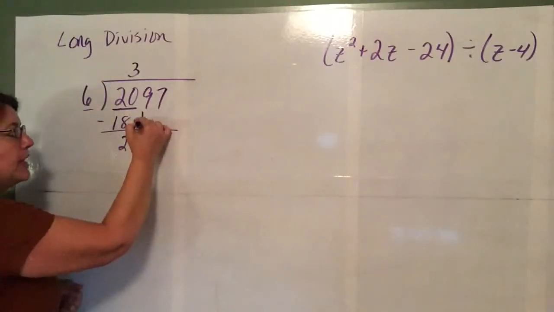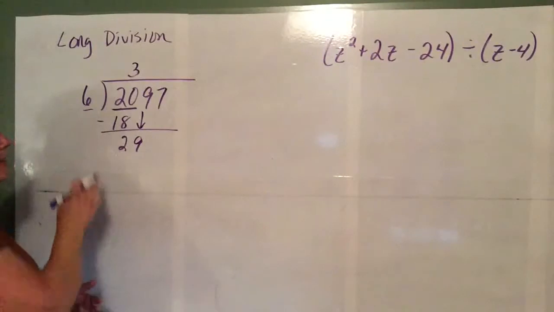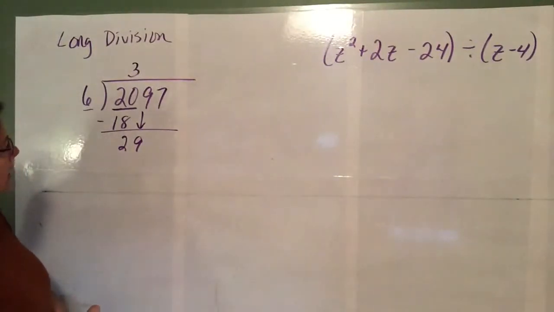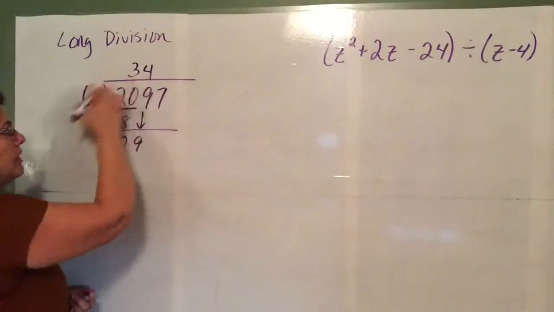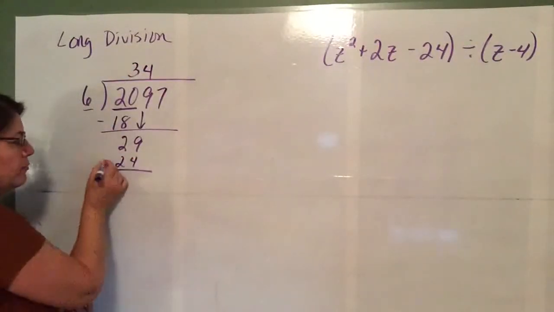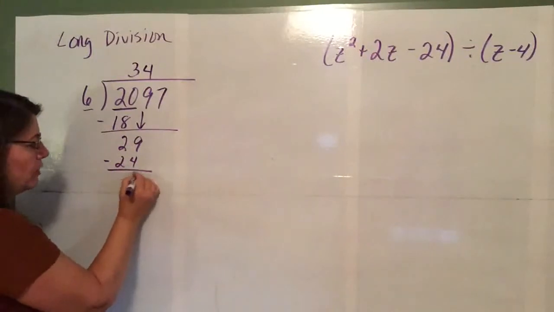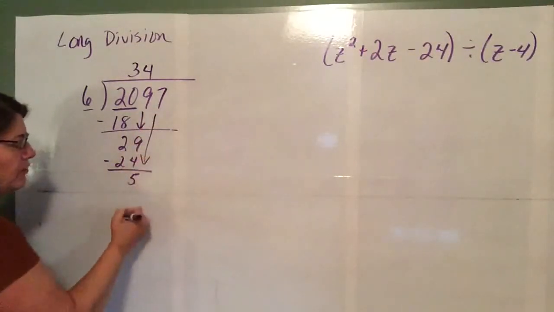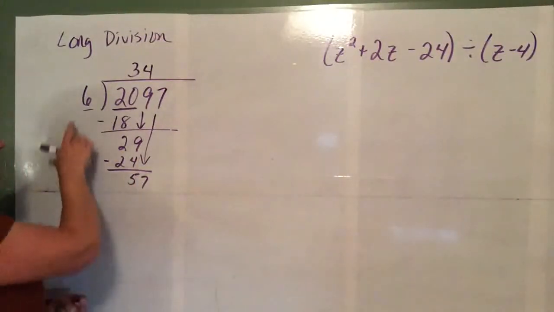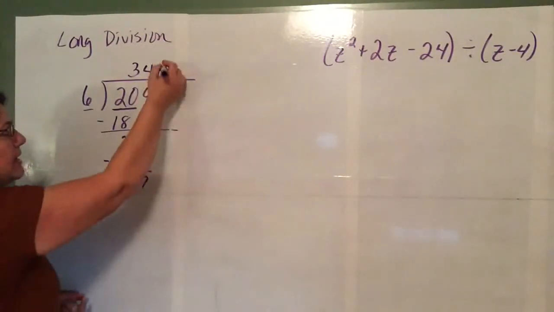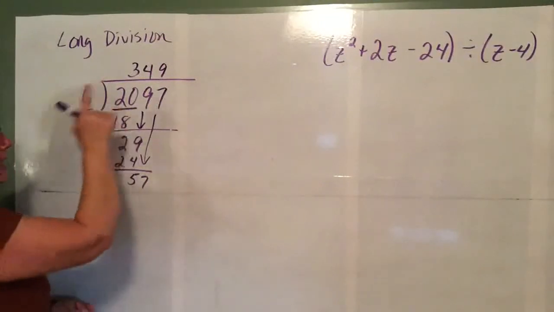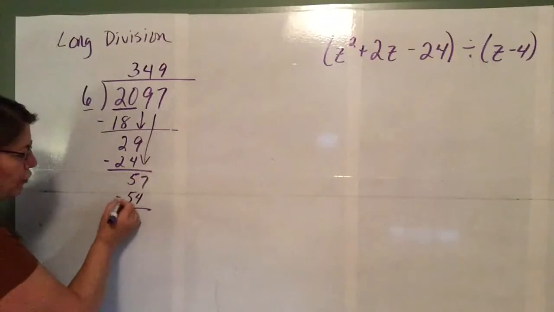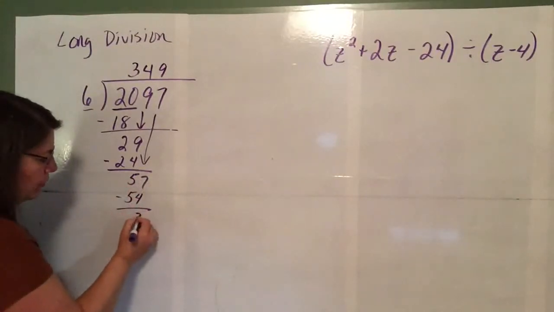And then I'm going to bring down my 9. Then I do 6 into 29. 6 goes into 29 4 times. 4 times 6 is 24. We subtract. 29 minus 24 is 5. 6 does not go into 5, so we're okay to go ahead and bring down the next term, which is 7. 6 goes into 57 9 times. 9 times 6 is 54. And then when we subtract, 57 minus 54 is 3.